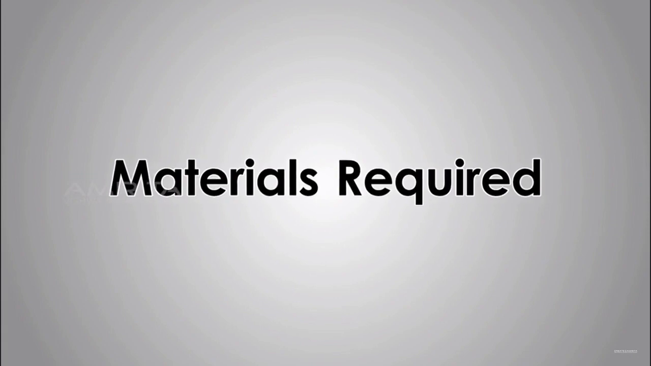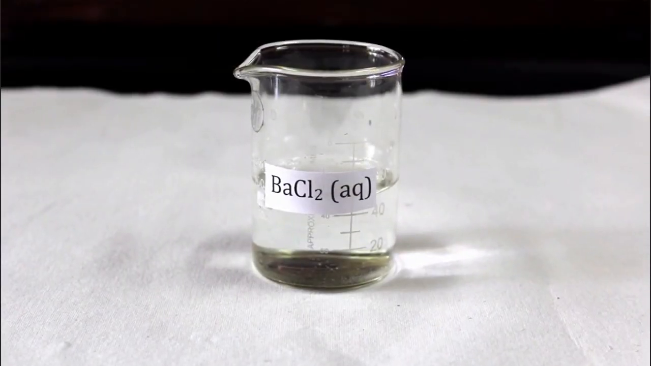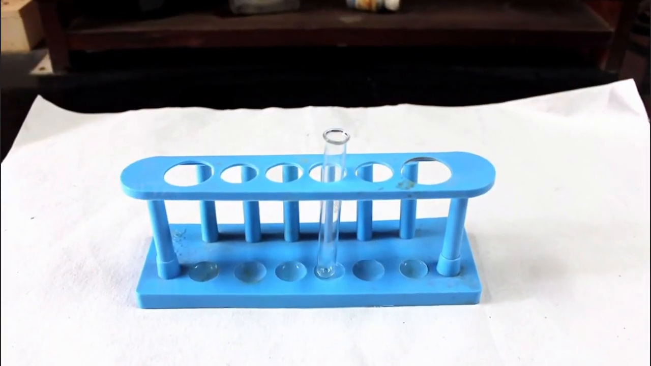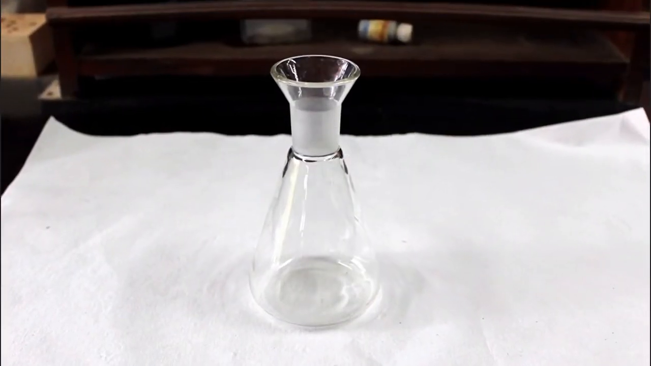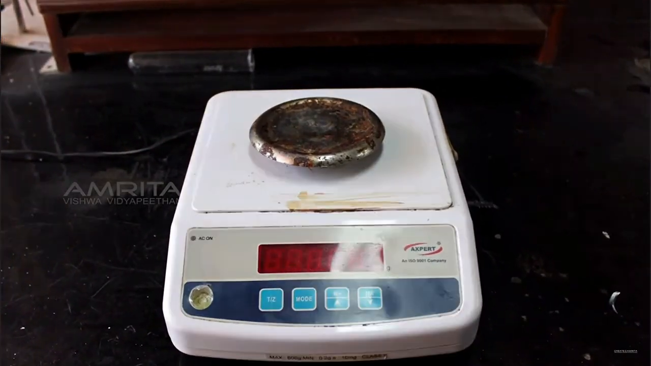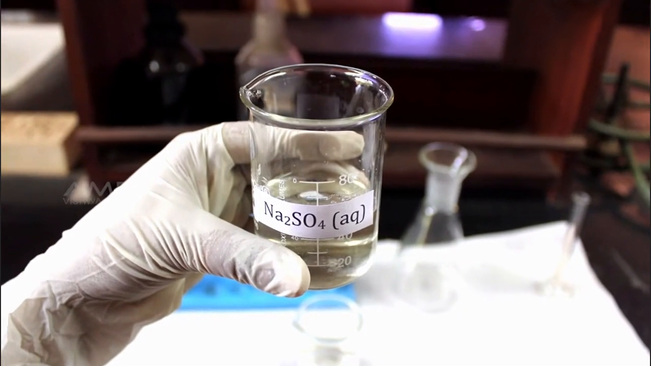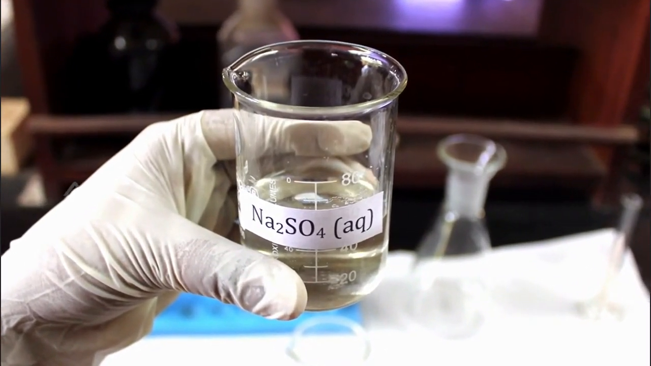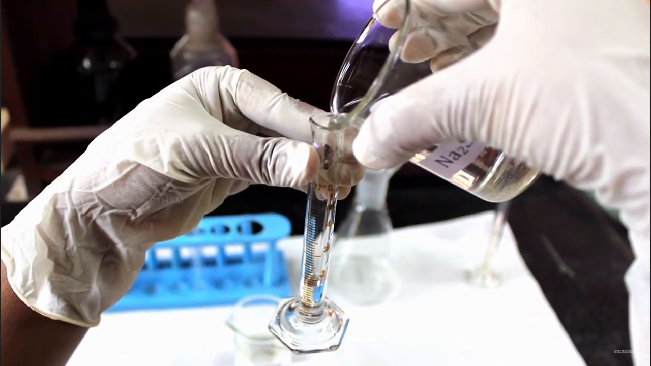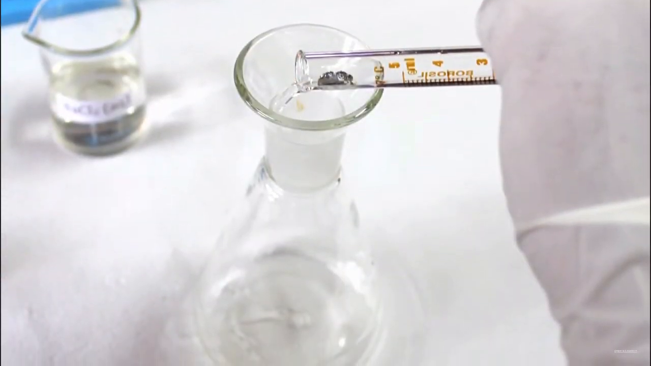Materials required: sodium sulfate solution, barium chloride solution, measuring cylinders, 10 ml test tube, thread, 250 ml conical flask, cork, and an electronic balance. Procedure: take the beaker containing sodium sulfate solution. Pour 5 ml of sodium sulfate solution into the measuring cylinder. Transfer it into a 250 ml conical flask.